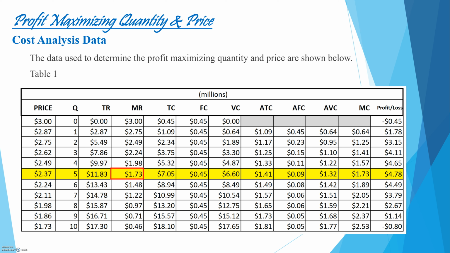And let's remember that because we'll be referring back to that a lot. You can also see that this happens at a quantity of 5 million, because everything's in millions, and the profit is 4.78 million. So let's remember that, and we'll refer back to this as we go through the presentation.